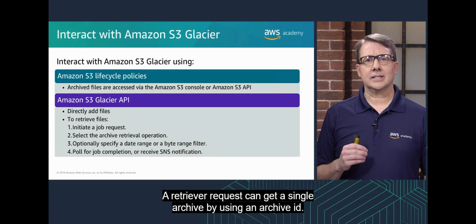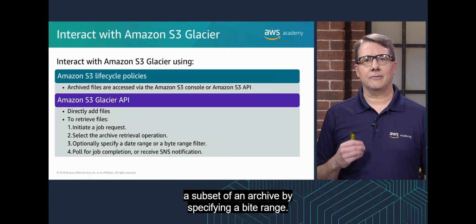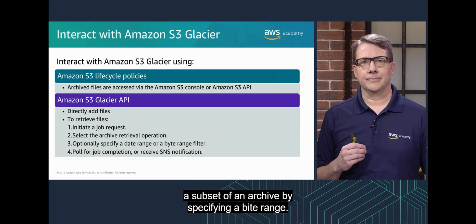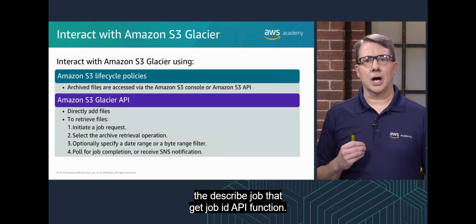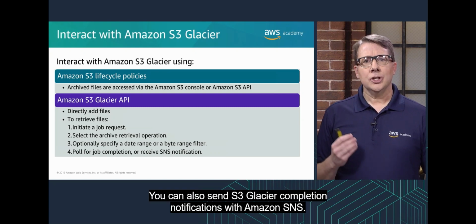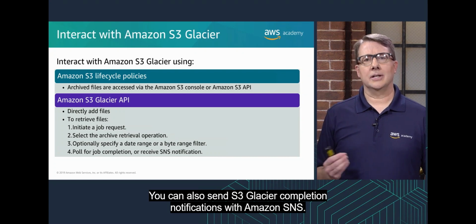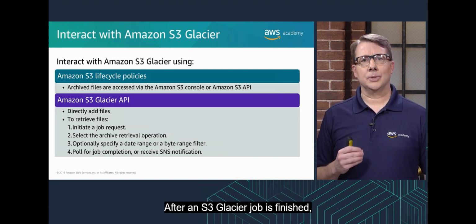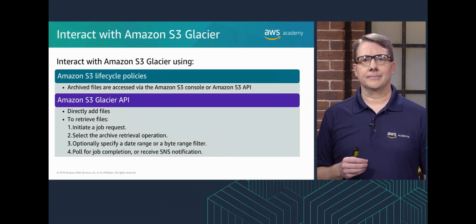A retrieval request can get a single archive by using an archive ID, multiple archives by specifying a creation date range, or a subset of an archive by specifying a byte range. You can poll for job completion by using the describe job, the get job ID API function. You can also send S3 Glacier completion notifications with Amazon SNS. After an S3 Glacier job is finished, you can request a download of the stored data.